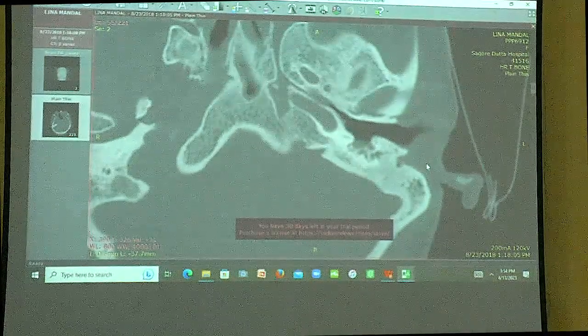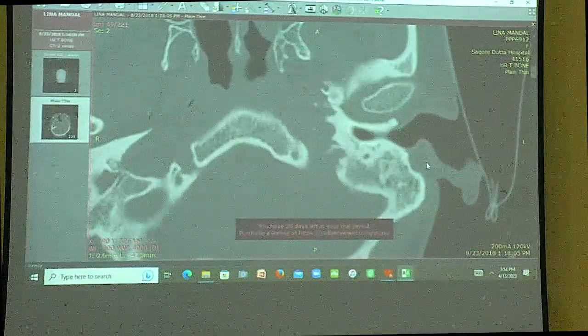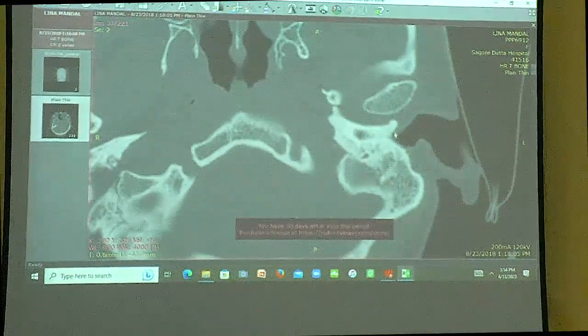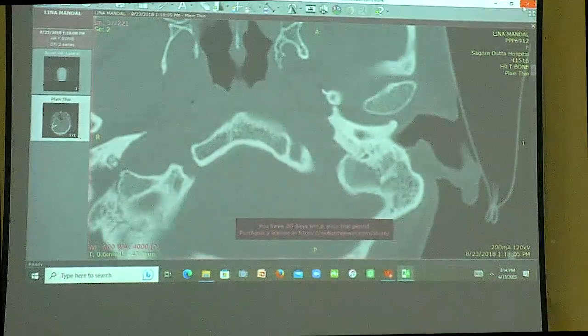Okay. Clear? So look for bone erosion, see whether the normal structures are present, and you can come to a diagnosis on the CT scan.